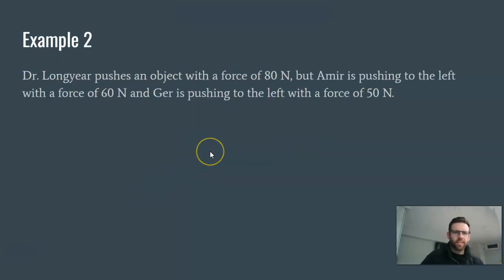All right, so for my next example, I have Dr. Longyear pushes an object with a force of 80 newtons, but Amir is pushing to the left with a force of 60 newtons, and Gur is pushing to the left with a force of 50 newtons. All right, so what I'm going to try to do here is I'm going to try to draw this. So we're assuming that I'm pushing to the right.